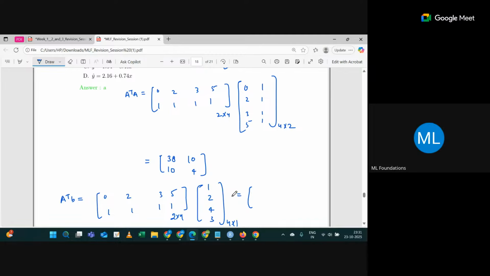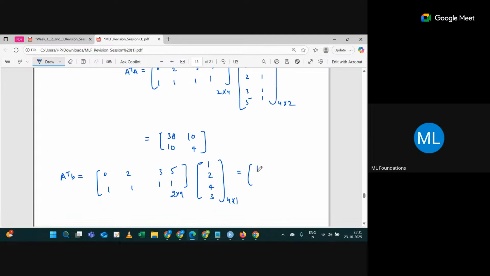And what is A transpose B? Basically it will be the row 0, 2, 3, 5 times 1, 2, 4, 3 giving 31, and the row of ones giving 10. So 31 and 10. Yeah, all right, great.